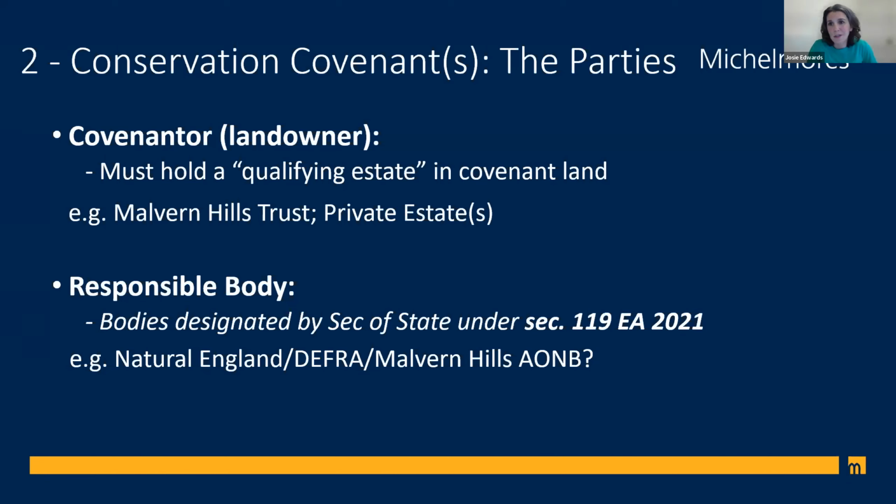And the other party to conservation covenants is the responsible body, and it's the responsible body who will ensure that the objectives of the conservation covenants are secured and delivered. They will be responsible for monitoring it. Now, in terms of who the responsible bodies are likely to be under any conservation covenant, it could potentially be the Secretary of State, although it's obviously likely that that power will be delegated. And the Secretary of State can also designate other bodies to be responsible bodies under section 119 of the Environment Act.